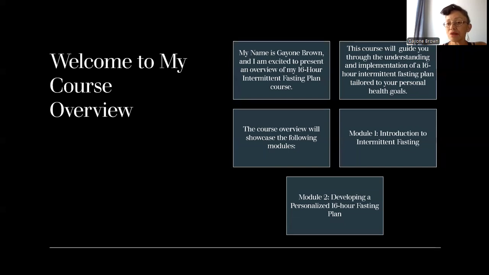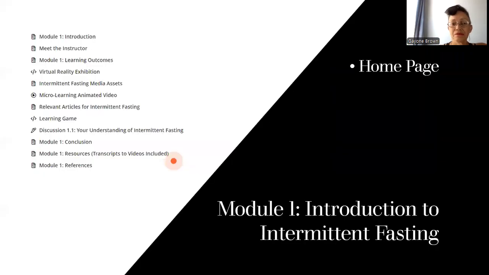This course will guide you through the understanding and implementation of a 16-hour intermittent fasting plan tailored to your personal health goals. The course consists of two modules. Module 1, Introduction to Intermittent Fasting, and Module 2, Developing a Personalized 16-hour fasting plan.